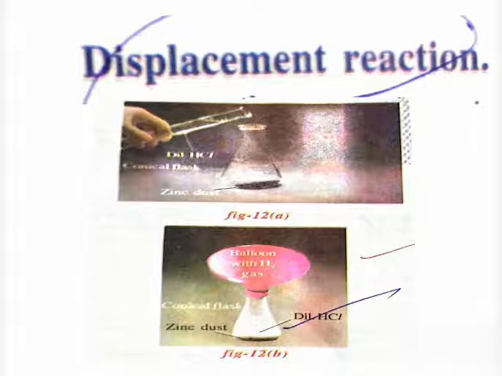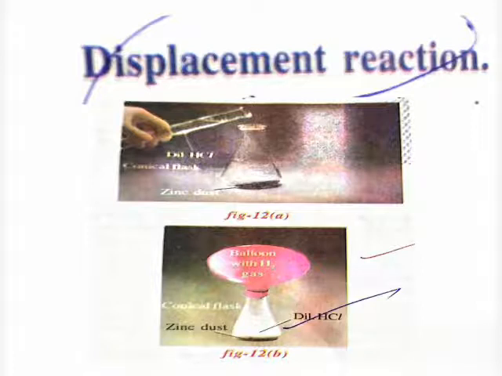You can see that gas bubbles are coming out from the solution and the balloon bulged out. Okay, that we can observe in figure 12b. So what happened? The gas bubbles are coming out from the solution and the balloon bulges out, that we can observe in figure 12b.